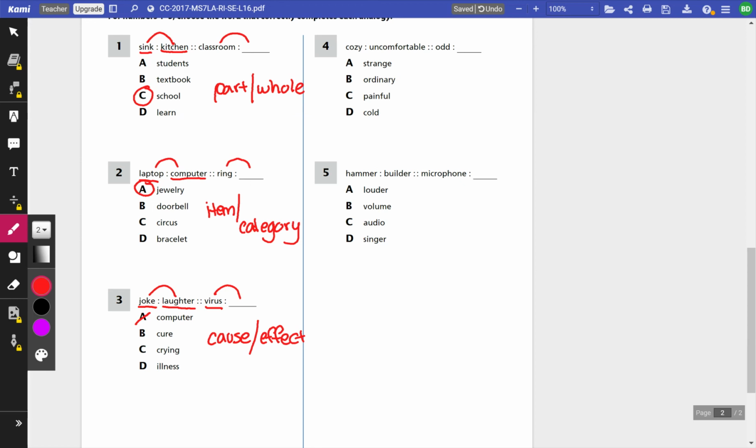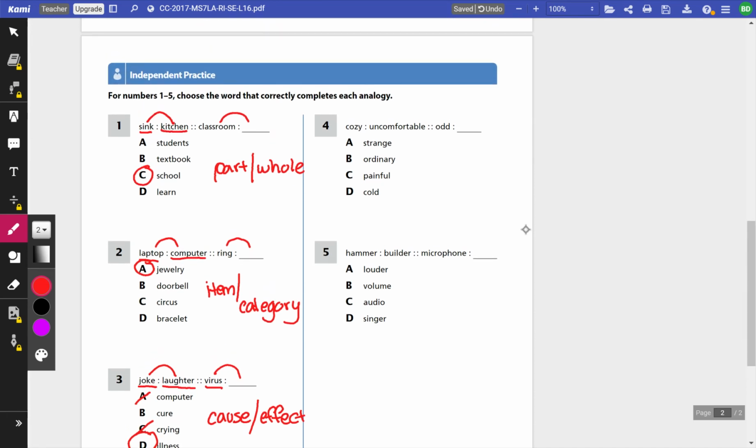So, cure could work, but I don't think that's our best answer. If you get a virus, would you cry? Maybe, maybe not. That's definitely not our best answer. I think we should go with illness, because if you get a virus, you're going to be sick, and illness is definitely a synonym for sick. So, joke is to laughter as virus is to illness.